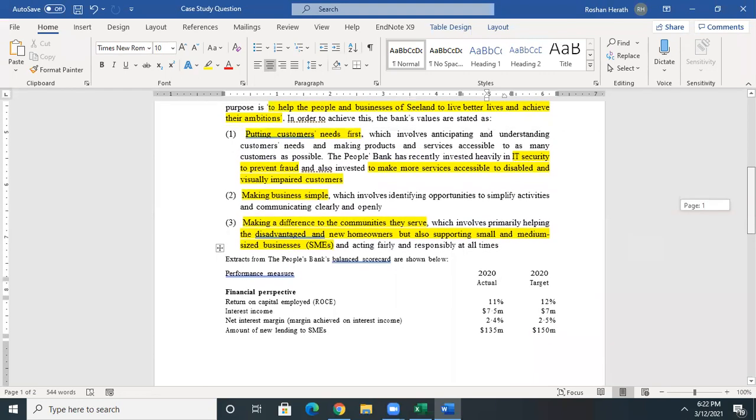And at the same time, you can see one thing that is not good. It's about the amount of new lending to SMEs. It's not good. You planned for 150, but you ended up giving only 135 in lending. So it may not be in line with one of your values. You mentioned that you want to make a difference to the community and you want to support small and medium-sized businesses, but you are not doing that well at the moment.